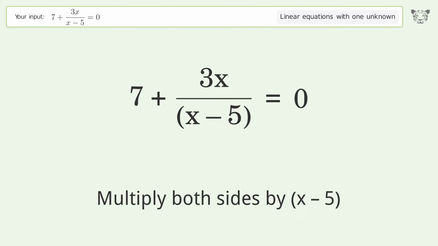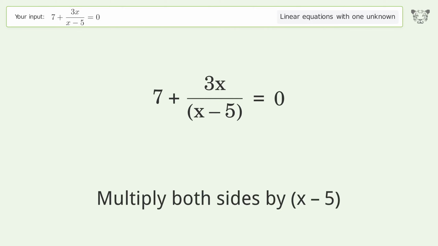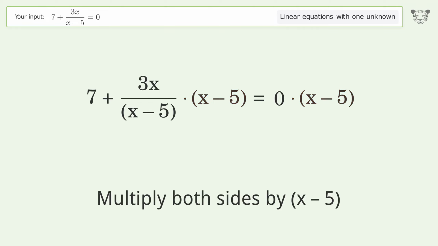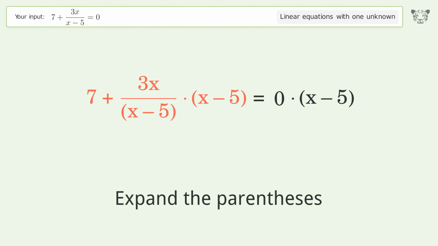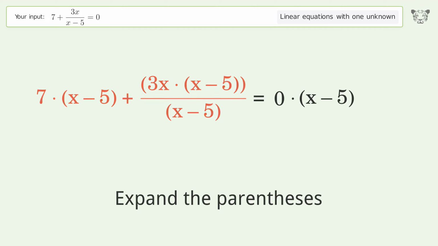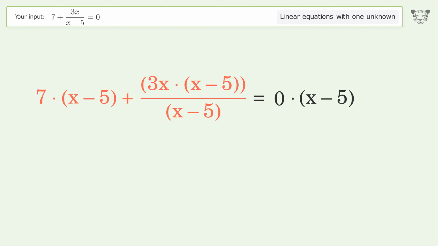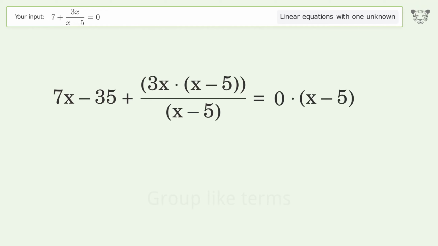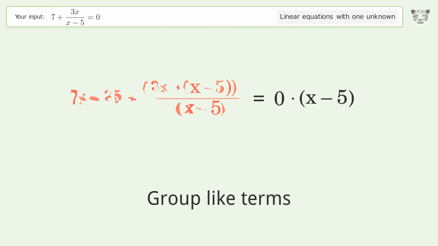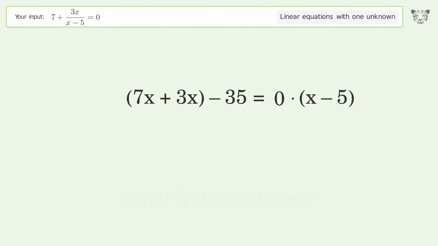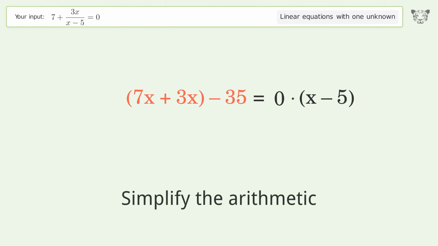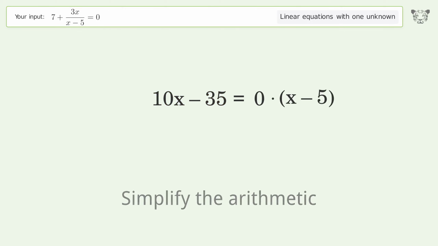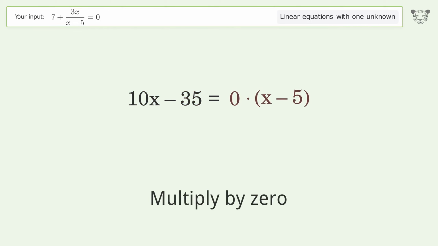Isolate the x. Multiply both sides by x-5. Expand the parentheses. Simplify the arithmetic. Group like terms. Simplify the arithmetic. Multiply by 0.